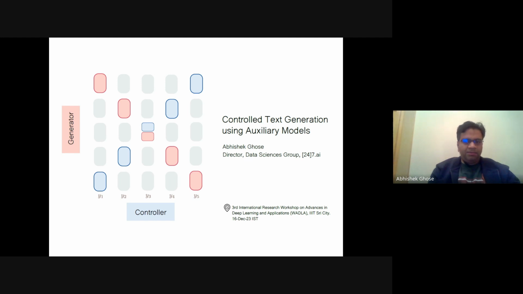So the topic I had picked for LLMs, and thanks, Dr. Rakesh, for inviting me, is something called controlling text using auxiliary models. I think the name changes quite a bit because it's a slightly underexplored area, but it is actually a very interesting area for LLMs. And the way I would hope the talk goes is that please stop me whenever you have a question. Ask me right there. I think that provides richer context for everyone, not just you. So please interrupt me and ask questions.